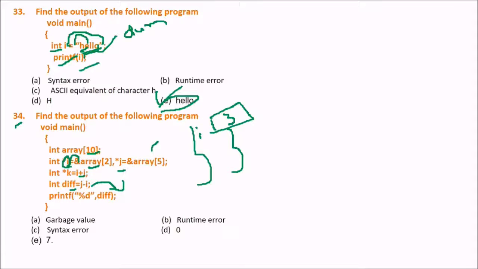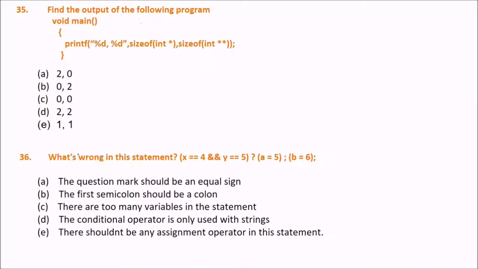The answer, if you are ready to find the difference, what will be printed? Then you should really see the syntax error, because you cannot add these. Why? We cannot perform an addition operation between two pointers, right? This cannot be done. This is wrong. The error will be here in this line.